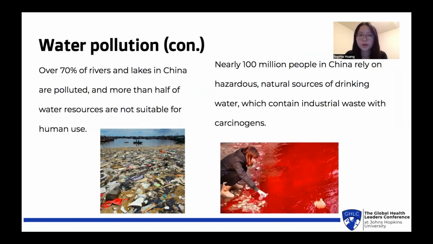According to government reports, over 70% of rivers and lakes in China are polluted, and more than half of water resources are not suitable for human use. Historically, there was little infrastructure in place for water and sanitation services in rural regions of China. Although more infrastructure for water services was built in rural areas starting in the late 1980s through China's Patriotic Health Campaign, nearly 100 million people in China rely on hazardous natural sources of drinking water, which contain industrial waste with carcinogens, and when ingested, one has a higher chance of developing cancer.